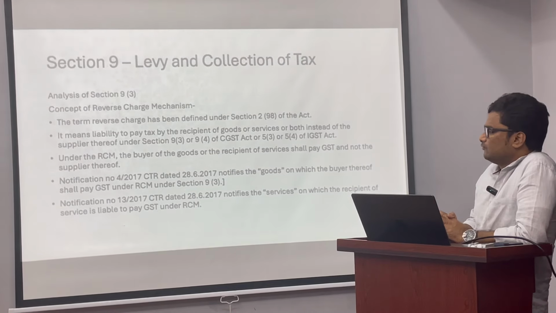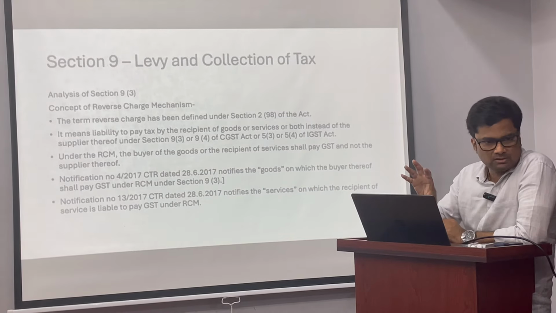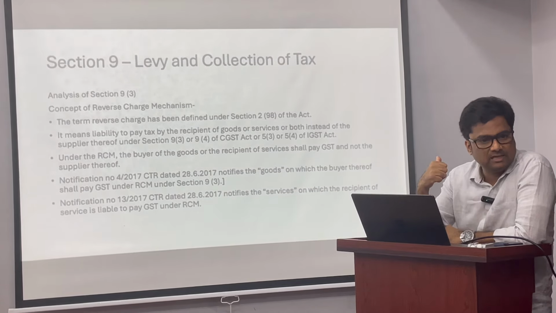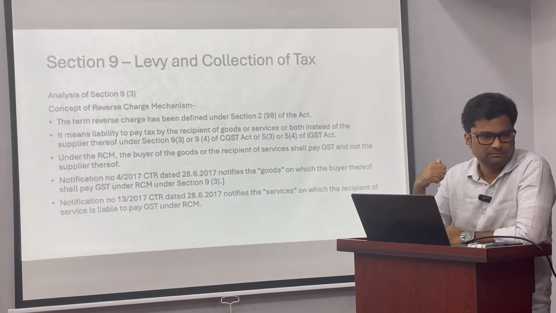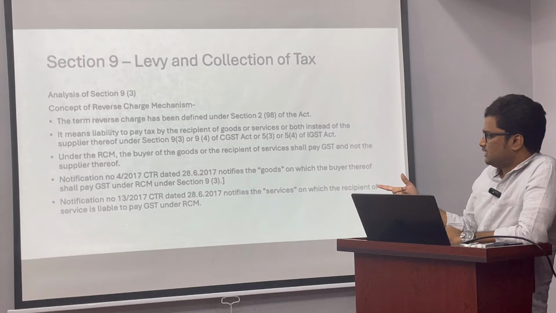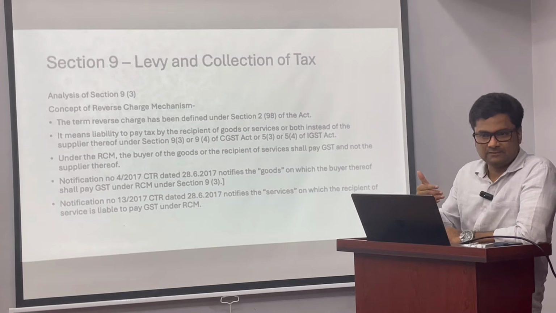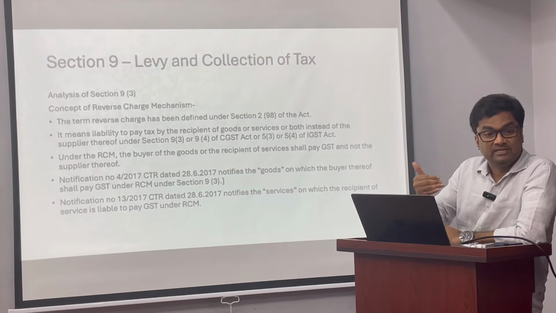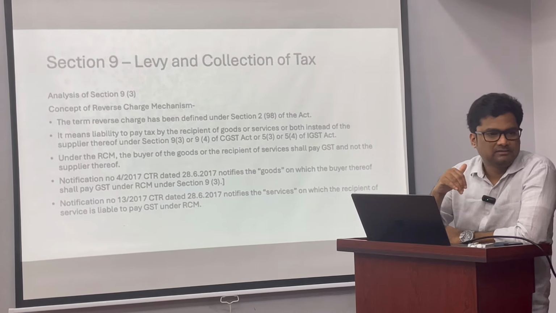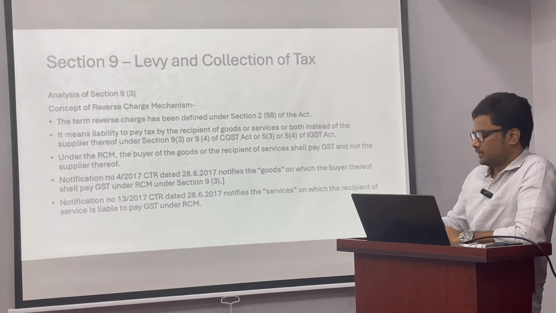So Notification 4/2017 CTR notifies goods. What are the goods on which the buyer is liable to pay under RCM? And then Notification 13/2017 notifies services. What are the services on which the service receiver is liable to pay tax? Got the point?